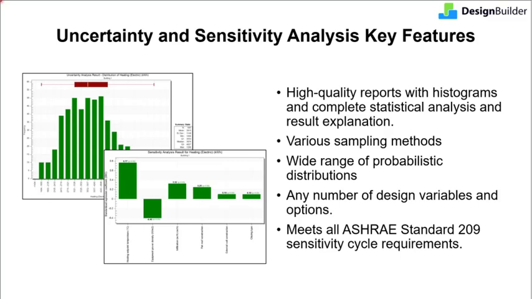Finally, uncertainty and sensitivity analysis in DesignBuilder can generate high quality reports with histograms for each output and input, explaining the significance of various results. For the input parameters, various sampling methods and a wide range of probabilistic distributions are available. And as was the case with optimization, all standard 209 requirements are met, and any number of design variables can be included in the analysis for each of the selected outputs.